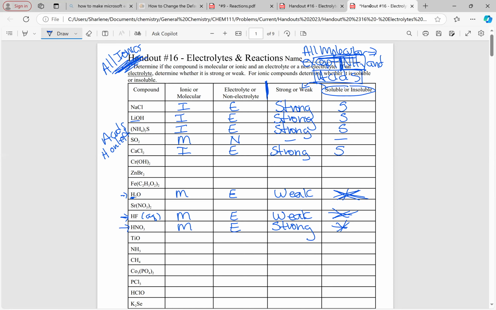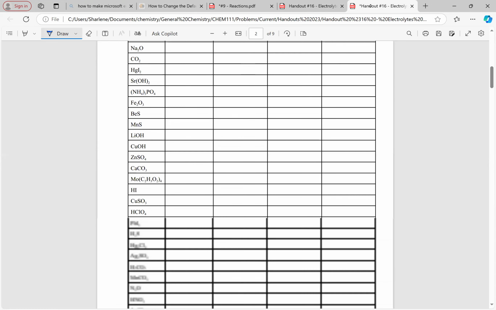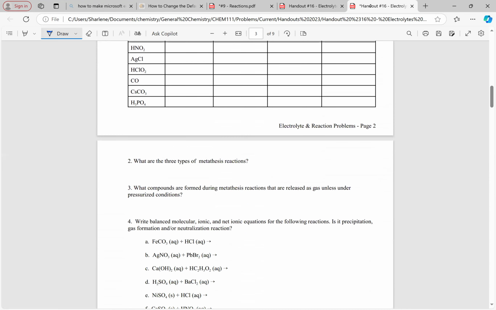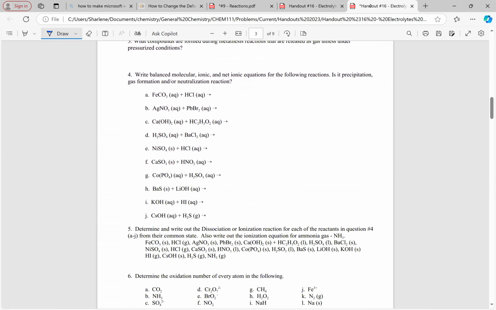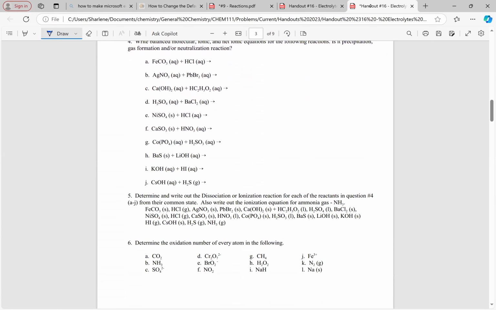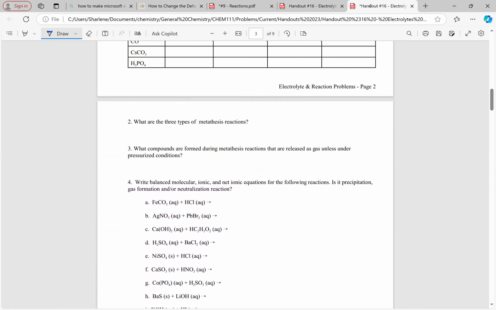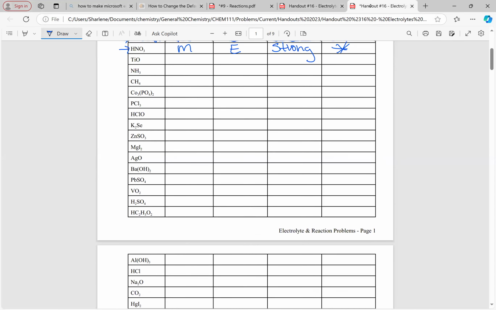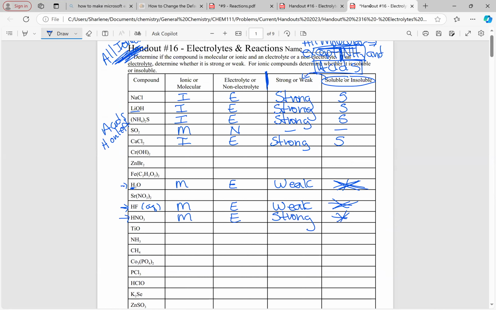So after you get through doing this portion, try to do a few of those so that you can get familiar with dissociation and ionization. Right here, question number 5: Determine and write out the dissociation or ionization reaction for each of the reactants in question number 4. All right, so again, a good practice. It's not on the answer key, but you should be able to write one of those equations for every one of these.